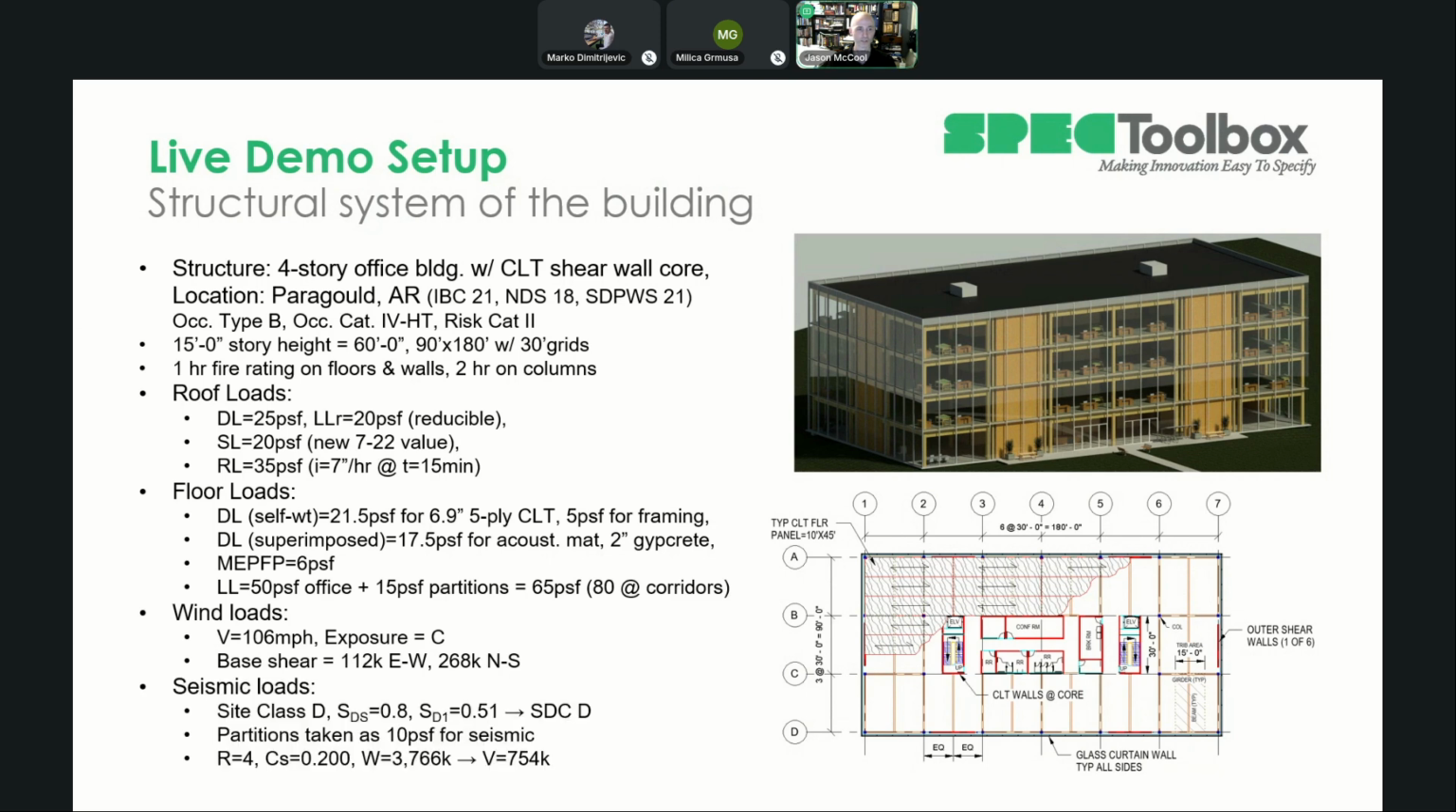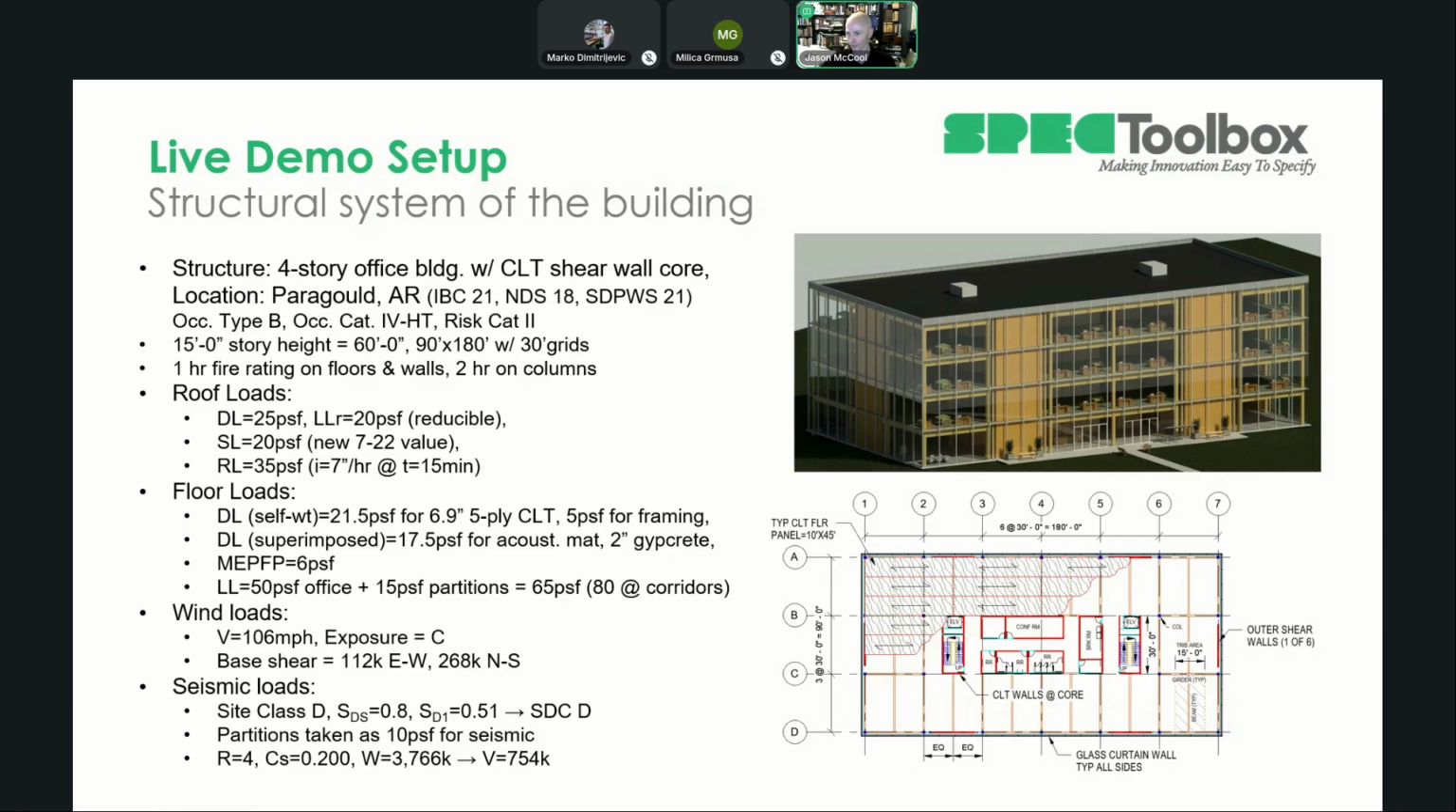And here you can see my wind base shear is 268 kips max. My seismic base shear is 754 kips, so I'm only going to be looking at seismic on this. But I'm using the RX 4 high aspect ratio walls for this.